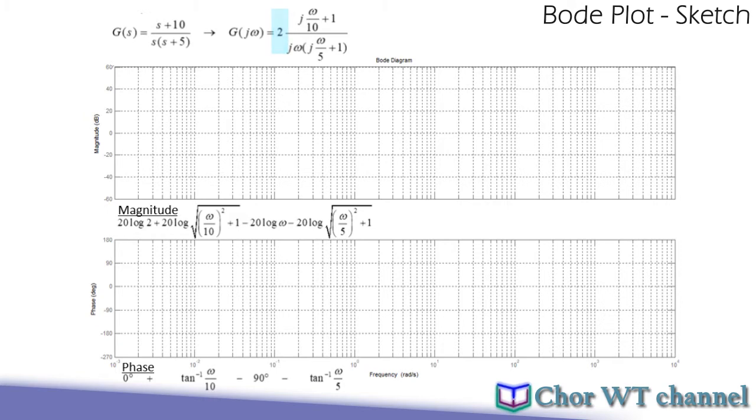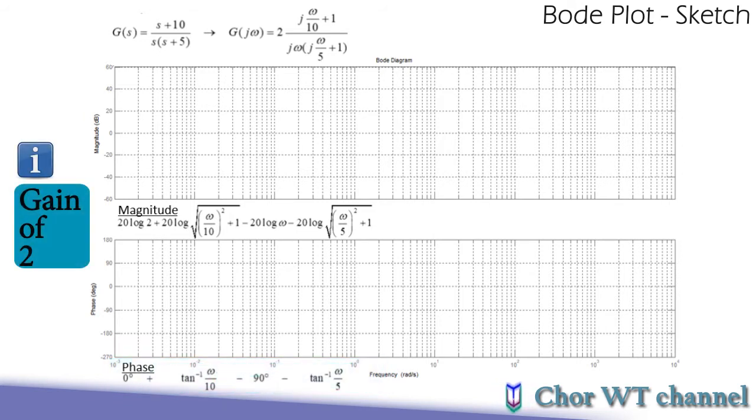We can observe here there are actually 4 elements. First one is the 2, which is our simple gain, followed by our first order zero with a natural frequency, or what we usually call the corner frequency, of 10. And also we have one pure integrator, j omega, followed by our last term, which is the first order pole with the corner frequency of 5. And you can see here that I also listed the 2 expressions describing the magnitude and the phase value of the system.